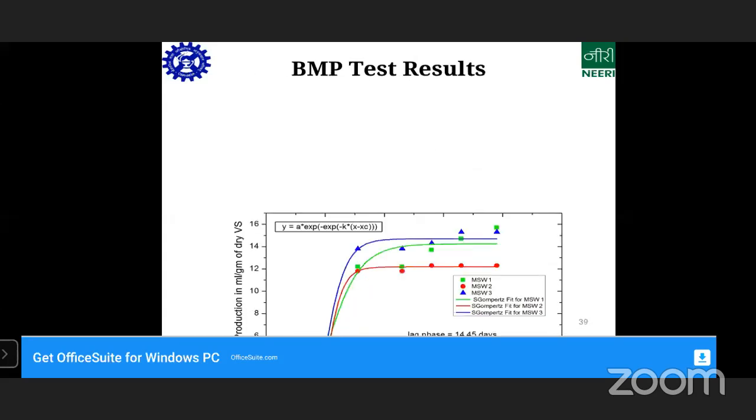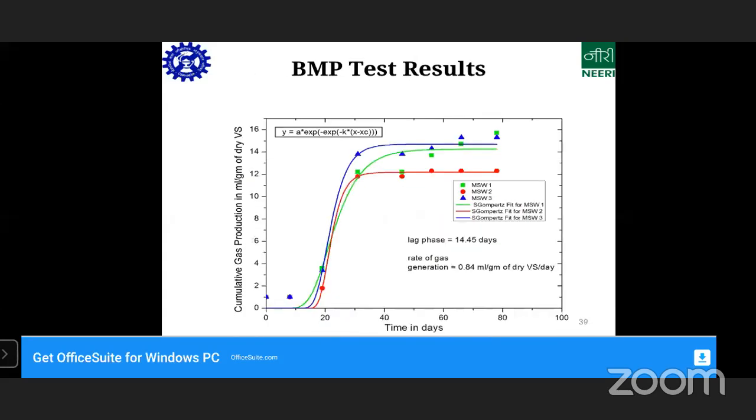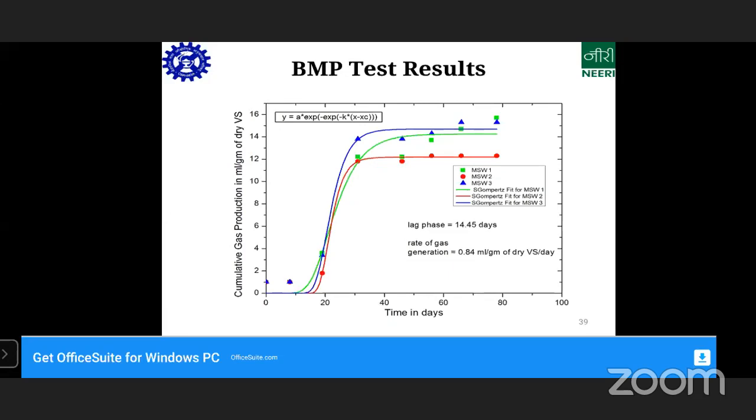So I'll just show you some results. This is how it is plotted. It is plotted using a sigmoidal curve, so that represents the anaerobic degradation properly. Here you can see the rate of gas generation is around 0.84 milliliter per gram of dry volatile solids. So per gram, almost 0.84 ml of gas is being generated. That is the rate for Indian partially degraded waste.